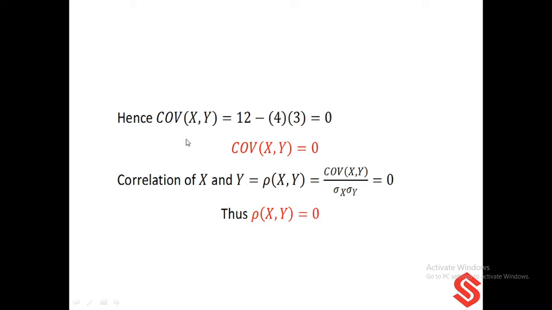So therefore the covariance of xy is equal to expectation of xy is 12 minus mu x is 4 and mu y is 3. So 12 minus 12 we get 0. So covariance of xy is equal to 0. Then the correlation of xy, rho of xy, is defined as covariance of xy divided by sigma x sigma y. Since the covariance of xy is 0, we get a correlation of xy is equal to 0. That is the required answer.